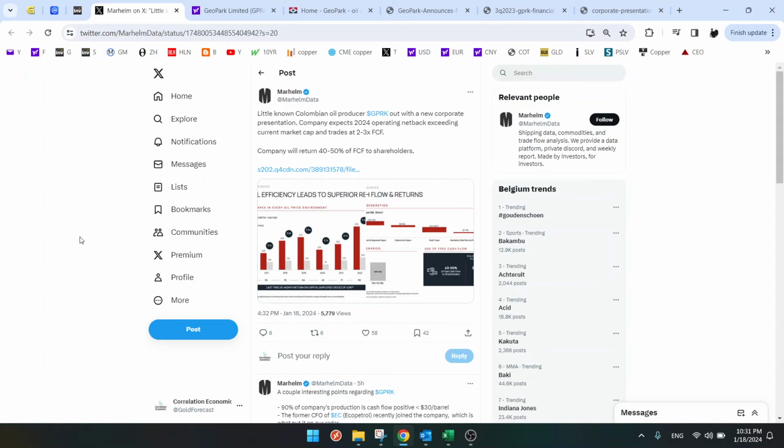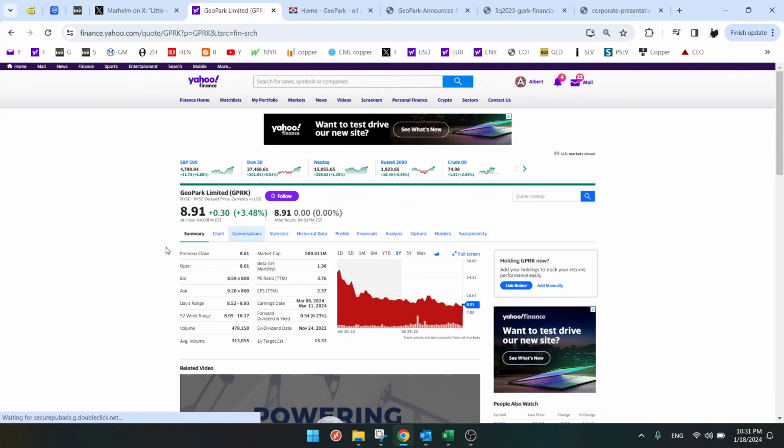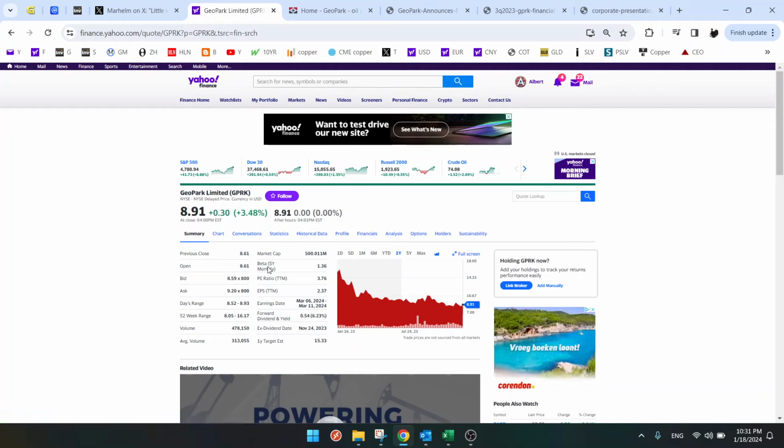Today we're going to look at Geopark. I read this post about Geopark having 3 times free cash flow, 50% returns. Okay, in Colombia. So let's take a look. Looks great. Went down 50%. Maybe this is a buy, I don't know. So let's confirm that this is a buy.